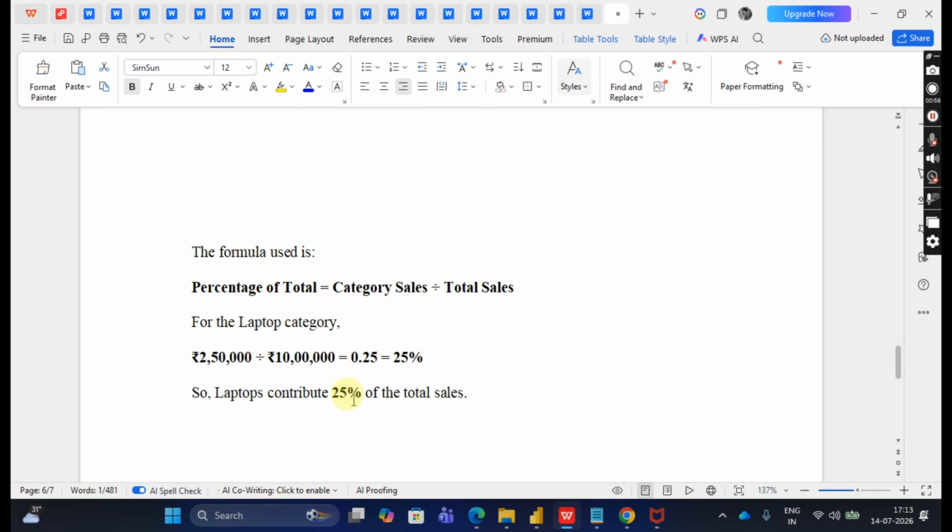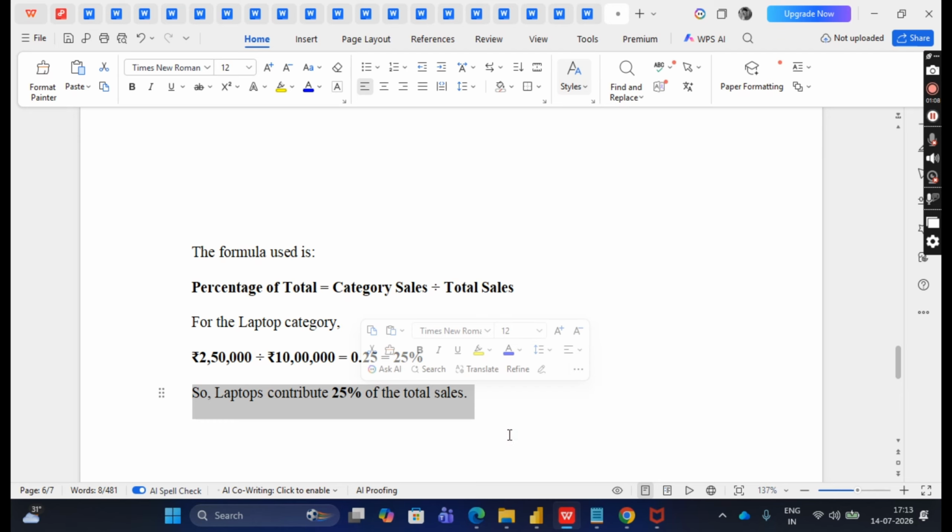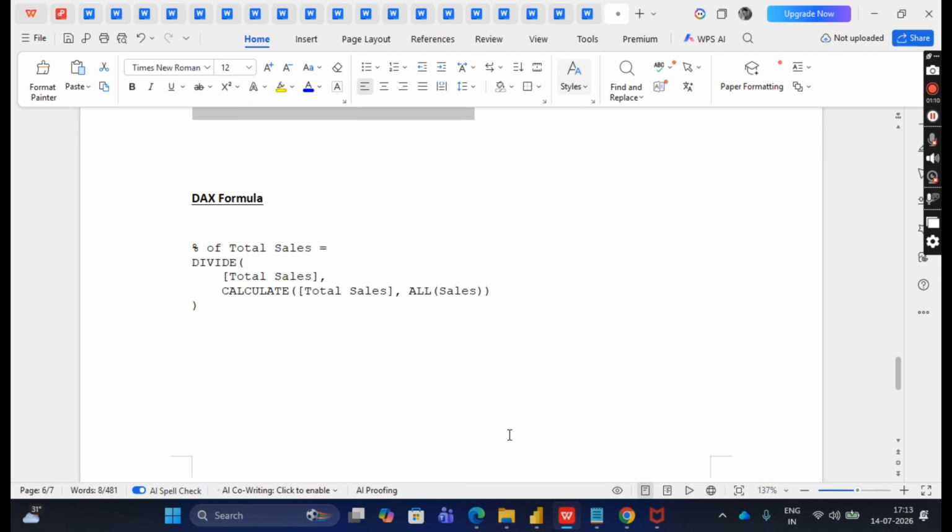Which will give 0.25, that is 25%. So the laptop contributes around 25% of the total sales. Okay, so let's understand the DAX code. In the first step, we are creating a new measure called percentage of total sales.